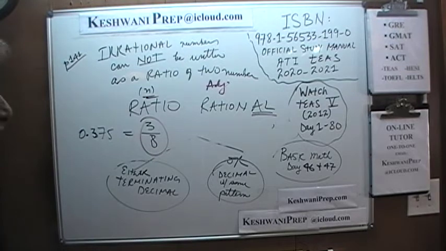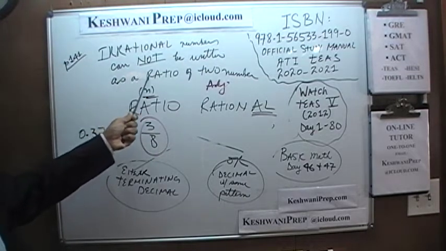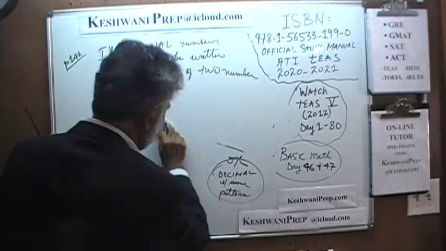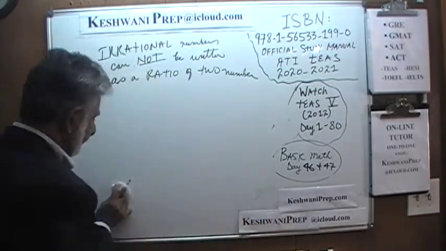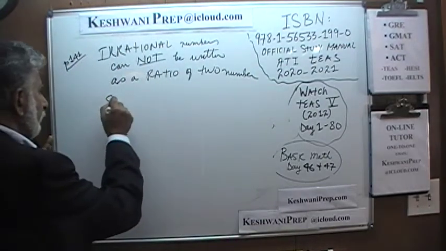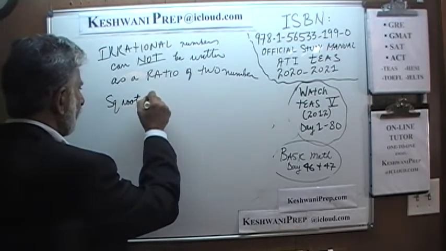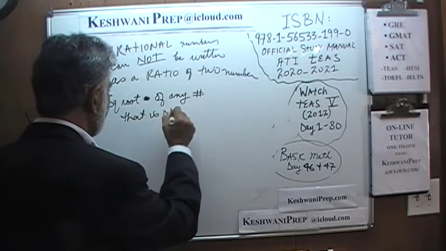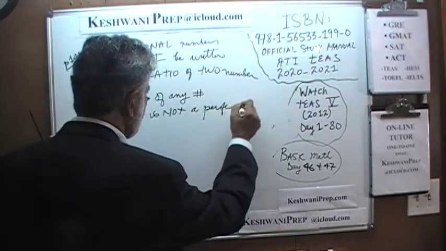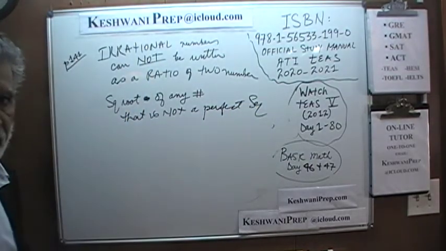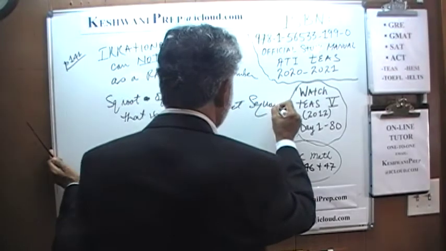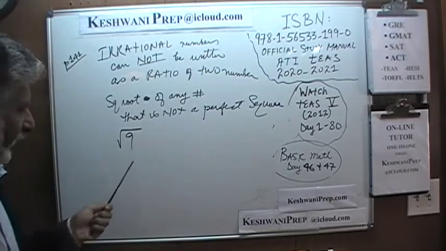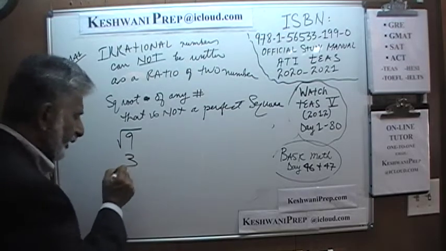So let's take a look at some numbers that are irrational. Irrational numbers cannot be written as a ratio of two numbers. For example, the square root of any number that is not a perfect square. For example, 9 is a perfect square. The square root of 9 would simply be 3.